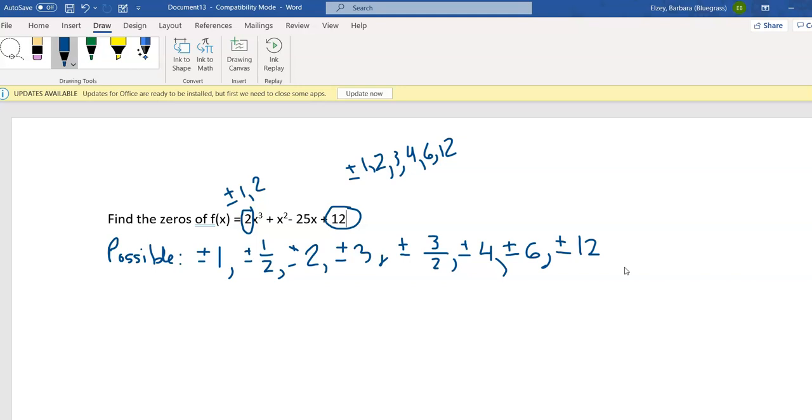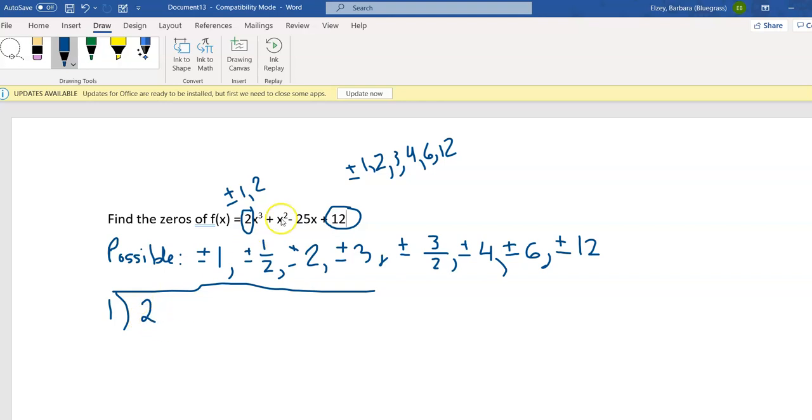So what we're going to do now is start with one of them, and it doesn't matter which one. I suggest you start with the ones that are nice round numbers, but we're going to do synthetic division with the possible zeros. So I'm going to start with a positive 1. I'm just beginning at the beginning of the list. We could start at the end of the list if we wanted to. And I'm going to divide 1 into my polynomial using synthetic division.